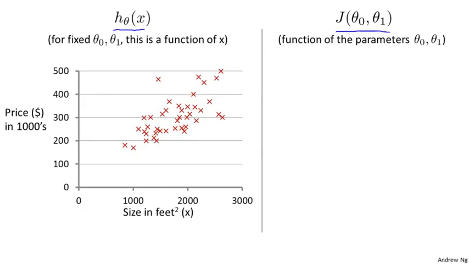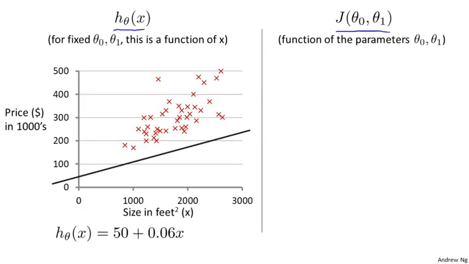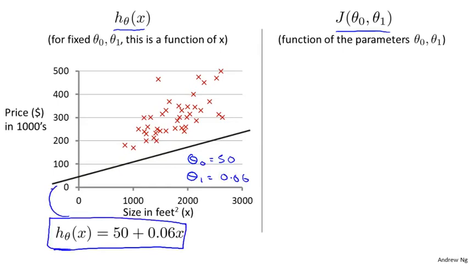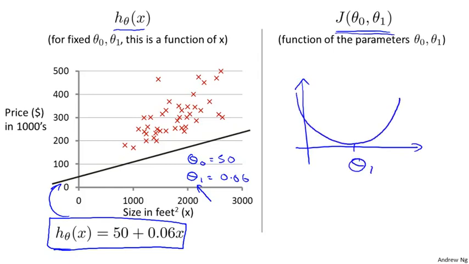So here's my training set of housing prices. And let's pick some hypothesis, like that one. This is not a particularly good hypothesis, but if I set theta 0 equals 50 and theta 1 equals 0.06, then I end up with this hypothesis down here, and that corresponds to that straight line. Now, given these values of theta 0 and theta 1, we want to plot the corresponding cost function on the right. What we did last time, when we only had theta 1, was draw plots that look like this as a function of theta 1.